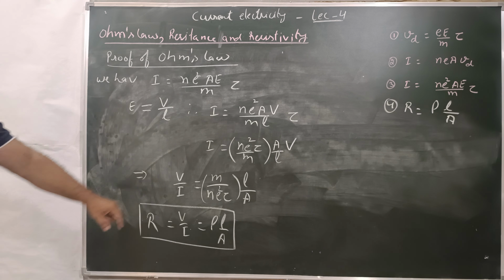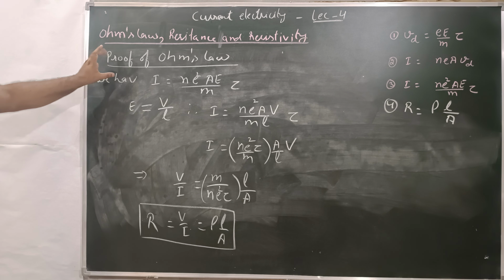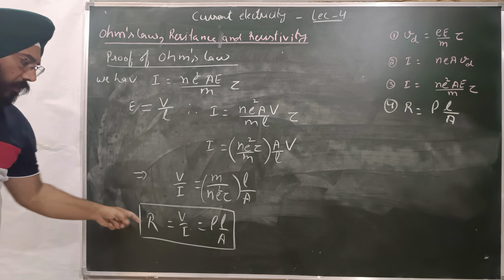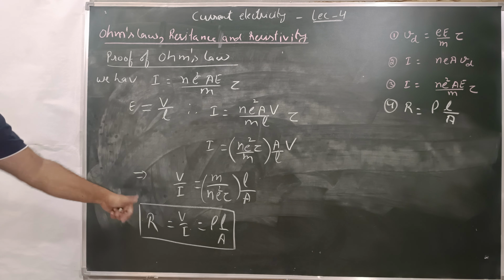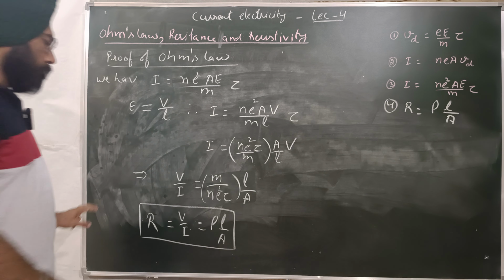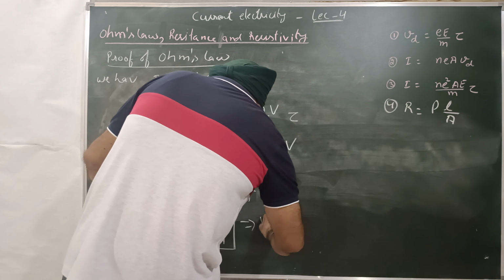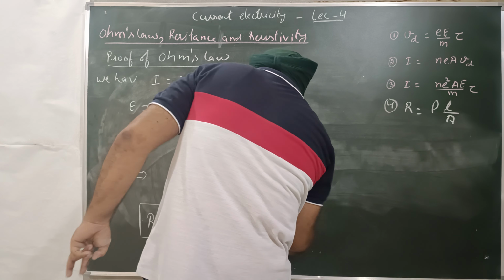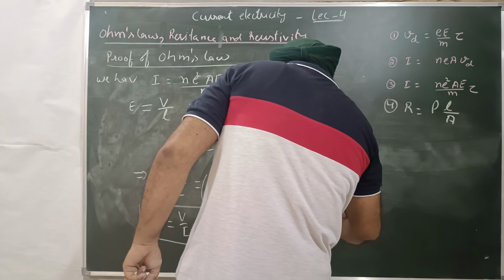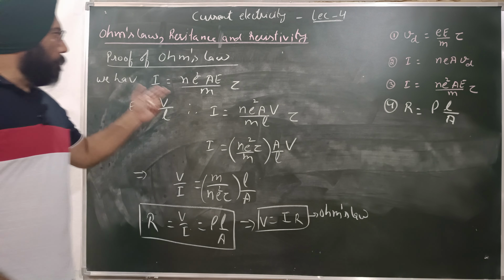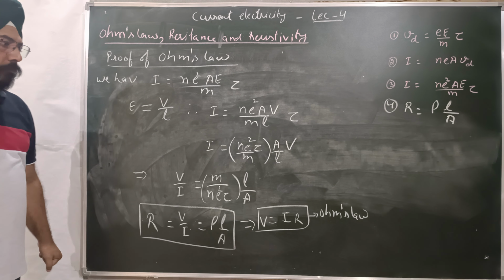So this is how we prove Ohm's law, since the ratio of V over I is R, or on cross multiplication we get V is equal to IR. So that was Ohm's law. This is the proof of Ohm's law.